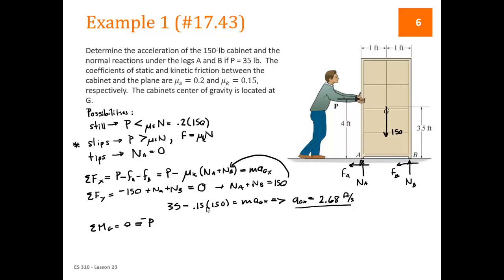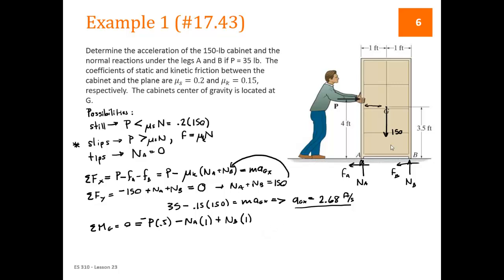So negative P times the perpendicular distance between P and G would be 3.4 minus 3.5, which is 0.5. So that's the moment due to P. Then we have the moment due to NA. NA is also causing a negative moment, and the perpendicular distance from G to NA would be this distance right here, which is 1. Then we have NB, which is giving us a positive moment because it's causing it to move counterclockwise, and also at a distance of 1.